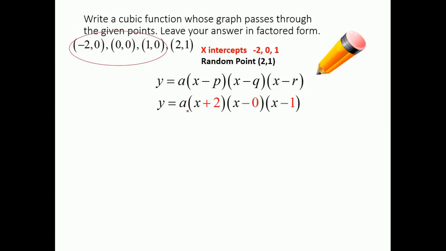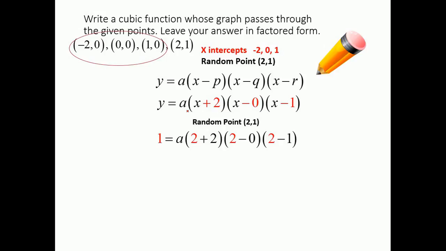Then x minus 0, which is basically just x, but nevertheless, we need to have that minus 0 there. And then x minus 1. So now let's plug in our random point for our x and our y. So my y is 1. My a, I still need it for my a. I have 2 plus 2, 2 minus 0, and 2 minus 1.